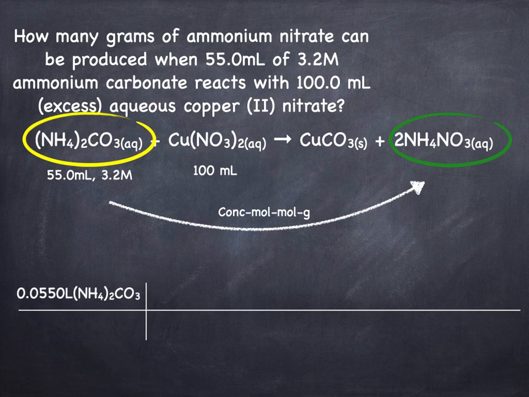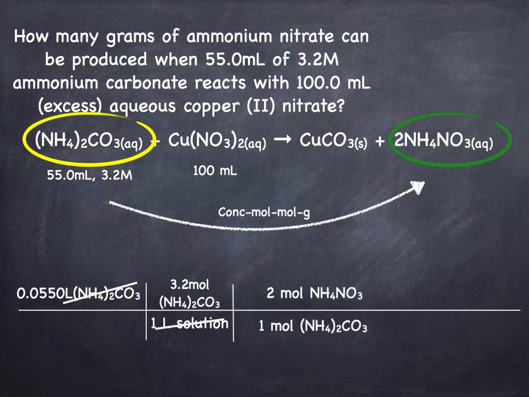So there's our volume in the top left corner. We're going to then use the concentration to get us to moles of reactant or moles of known. So the concentration is 3.2 moles of ammonium carbonate for every 1 liter of solution. And so you can see that when we set it up this way, the liters are going to cancel out there. Next step, a pretty standard stoichiometric problem, we're going to do mole ratio, and the mole ratio here is 1 to 2. We're going to need that ammonium carbonate on the bottom and the ammonium nitrate on the top. That's going to cancel out moles.